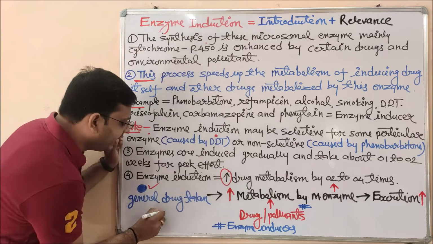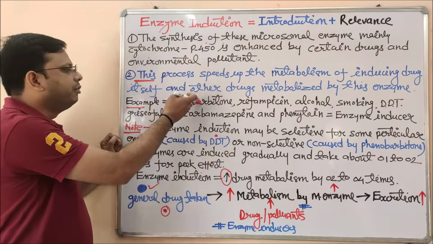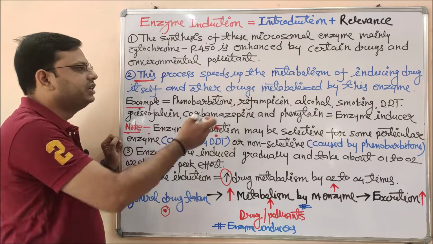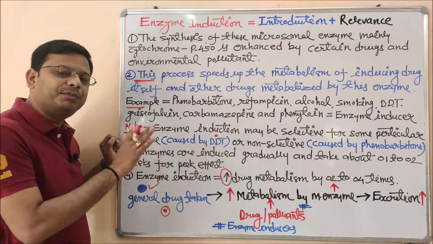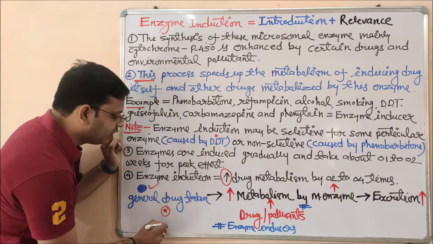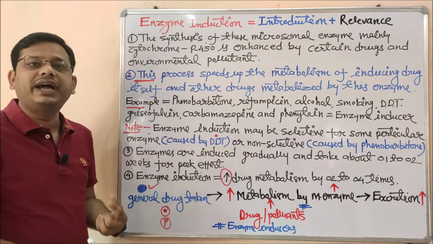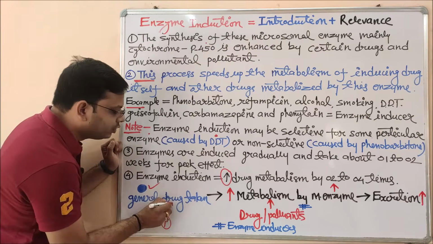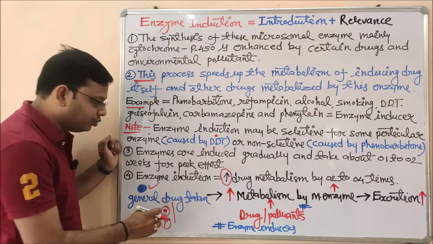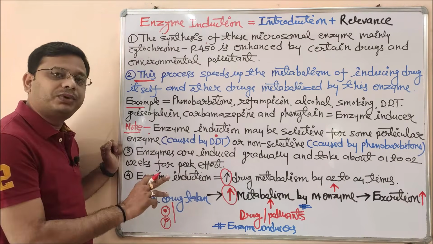But now I am taking another drug which has enzyme induction property, like phenytoin, rifampicin, alcohol, or any other. It may be drugs or it may be an environmental pollutant like DDT. So this drug is now a problematic drug. It is going to increase the rate of metabolism by inducing the enzyme. So now we are taking these two drugs simultaneously.